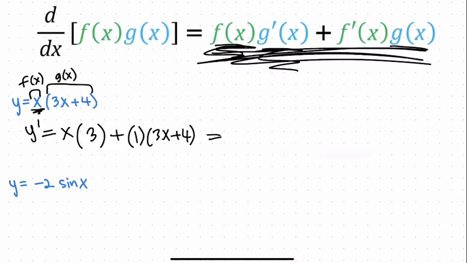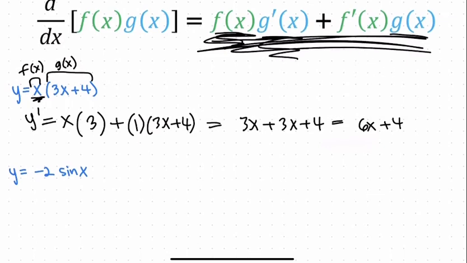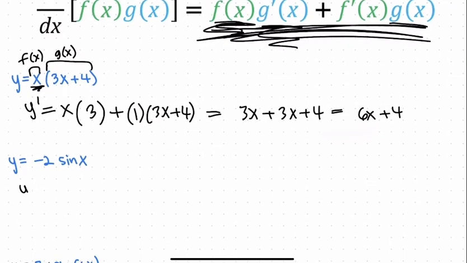Okay, so your simplified answer is going to be 3x plus x plus 4, 3x plus 4, which is also equal to 6x plus 4. So that's your final answer. All right, now let's do this problem.